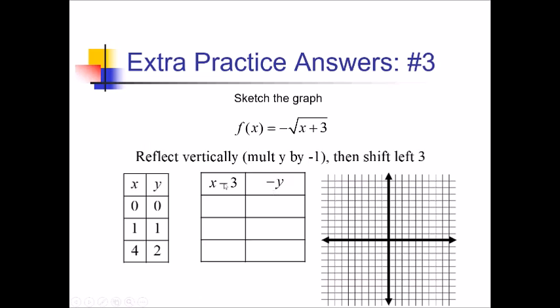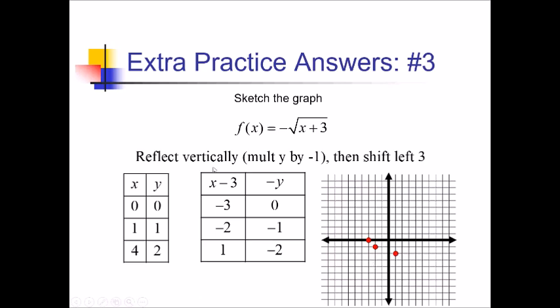So for my x values, going down with the original x values here, we've got 0 minus 3, that's now negative 3. 1 minus 3 is negative 2. And 4 minus 3 is 1. For the y values, we're just negating all those. 0 is still 0, but now we have negative 1 and negative 2. Putting those on a graph, we've got negative 3, 0 right here, negative 2, negative 1 down here, and 1, negative 2 is right there.